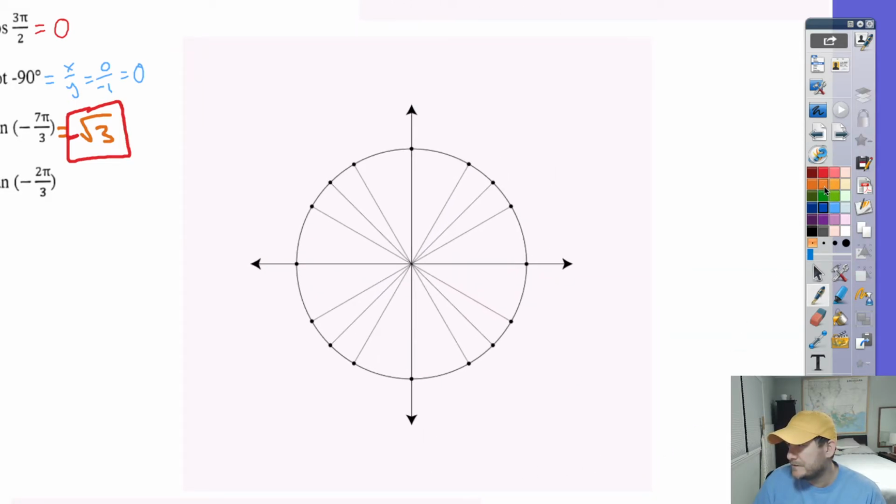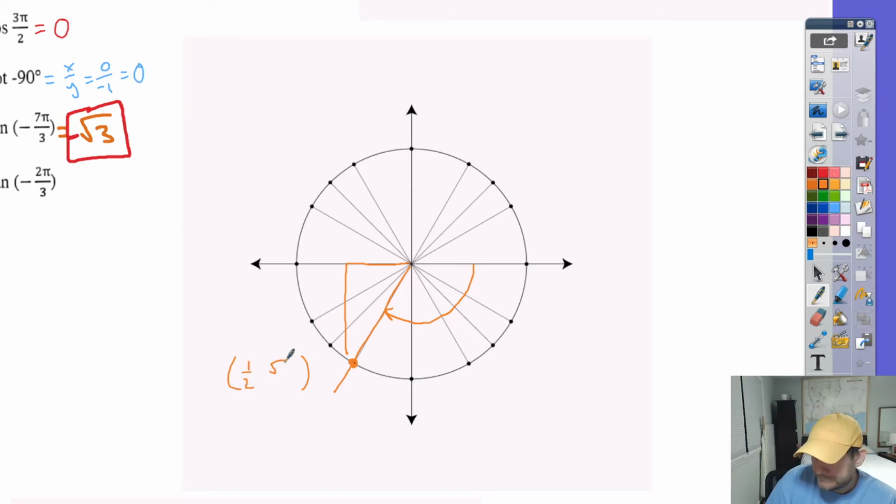Negative 2 pi over root 3. Pi over 3 is 60 degrees, right? So we're going 1, 2, and we're here. Tangent of this is still short coordinate, long coordinate. That means I'm still doing y over r, kill the 2's, kill the negatives, we will get positive root 3. No negative this time.